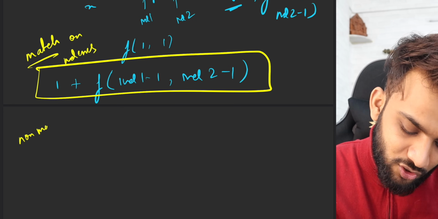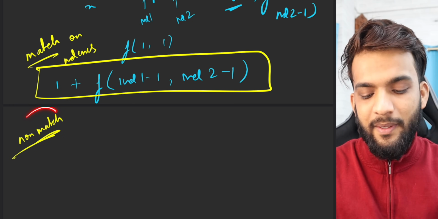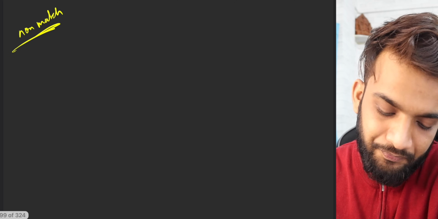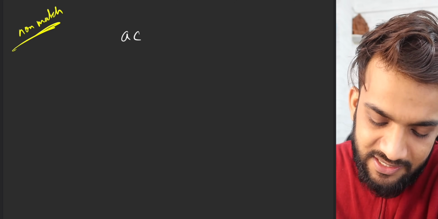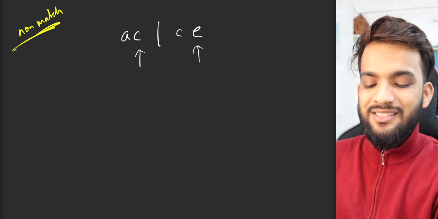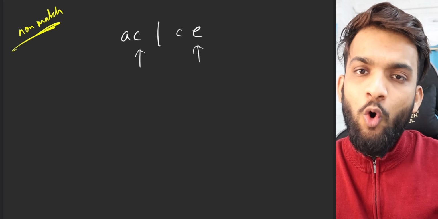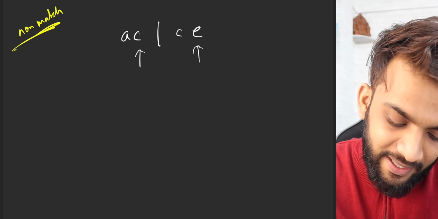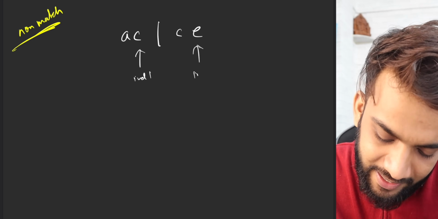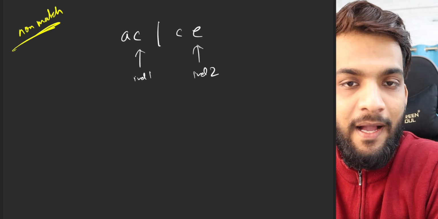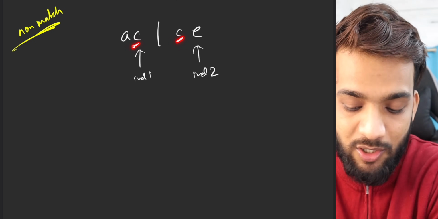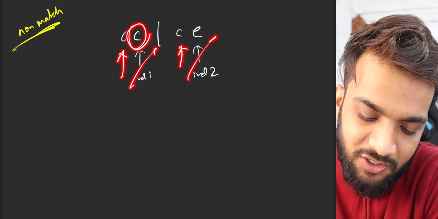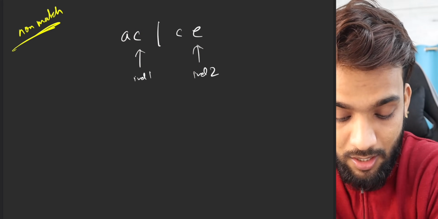Let's talk about non-match. What if they're not matching? Because in the next step, it will be AC and CE. If I have AC and CE and they are not matching, something I know for sure is, if I go ahead, this C will match with this C. But as of now, my index 1 is standing here, my index 2 is standing here. So how will I go and compare this C and C? Because as of now I'm standing at E. If I move them both back, I will miss out on a comparison of C, right?